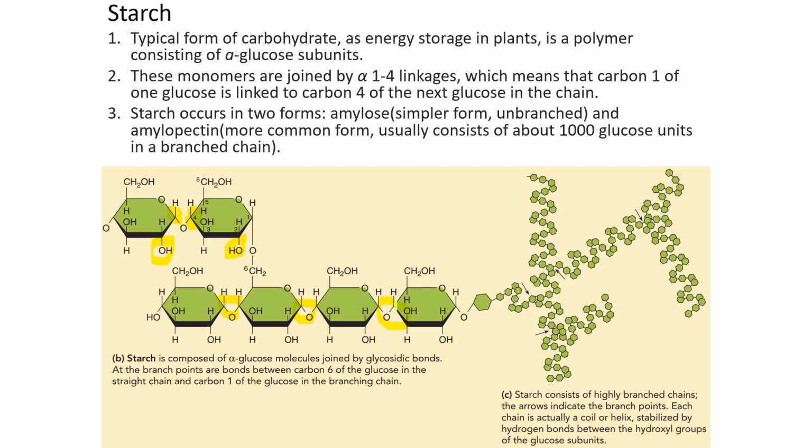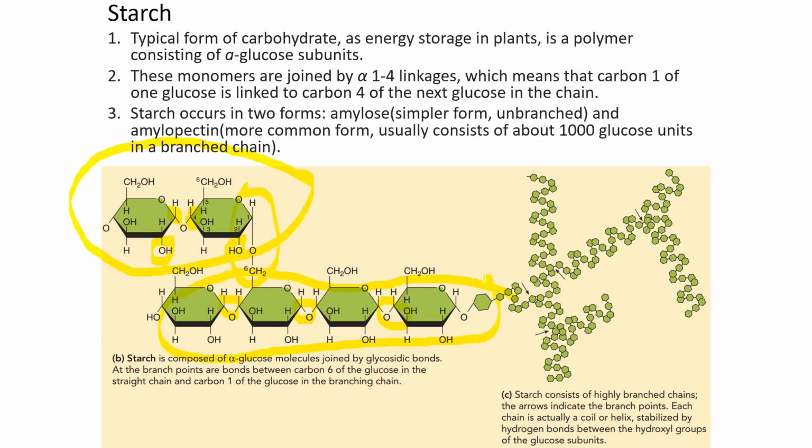Now starch occurs in two forms, amylose and amylopectin. Amylose is a simpler form of starch because it is unbranched. So in this diagram there is no amylose; these are examples of amylopectin. Amylopectin is a more common form of starch and usually consists of about 1,000 glucose units in a branched chain. You can see this first chain here branches over here into another chain.